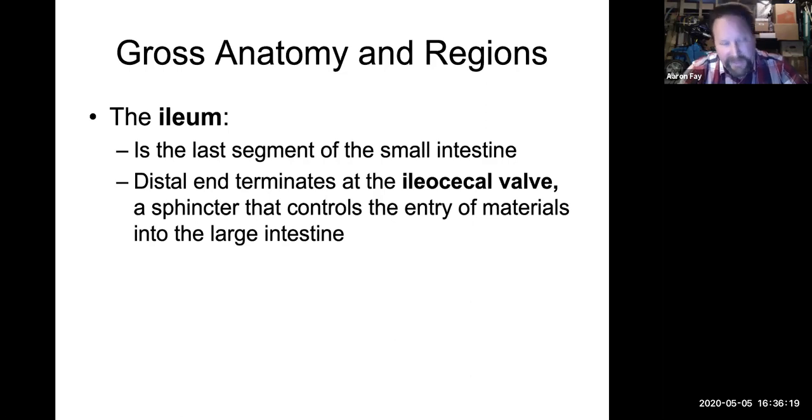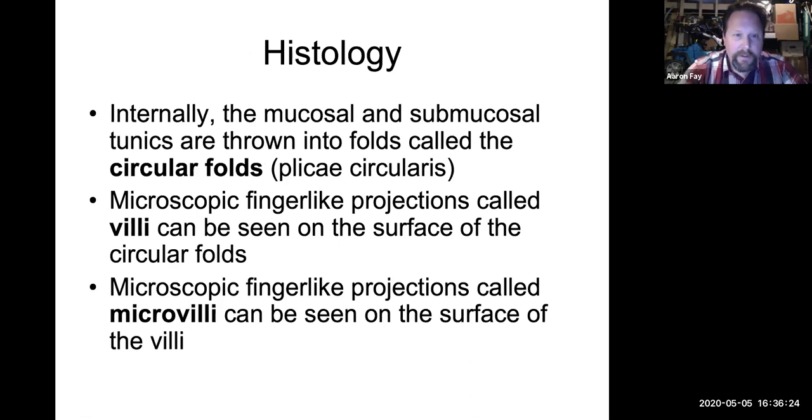Here, when it meets with the large intestine, we find the ileocecal valve. So we're going to look at the histology of the small intestine. Here, the mucosa is going to be highly folded into structures called circular folds. On those circular folds, you're going to have finger-like projections called villi. And on the villi, you're going to find another simple columnar epithelium. And on those epithelial cells, you will find microvilli.